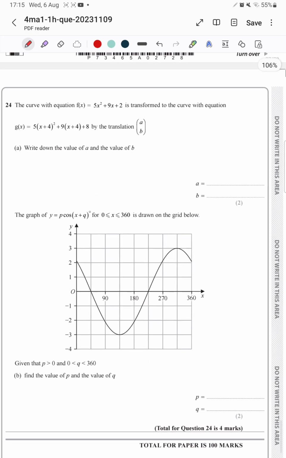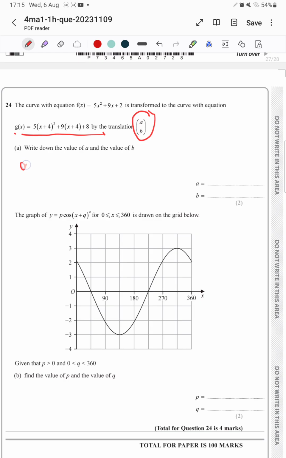The curve with the equation f of x equals 5x squared plus 9x plus 2 is transformed to the equation g of x by a translation of (a, b). So there is a translation in the x direction as well as the y direction. So what is that translation?